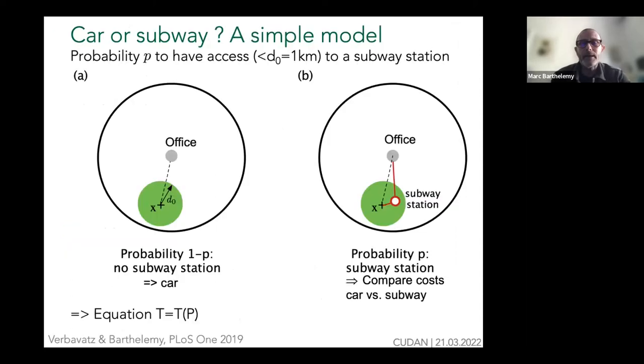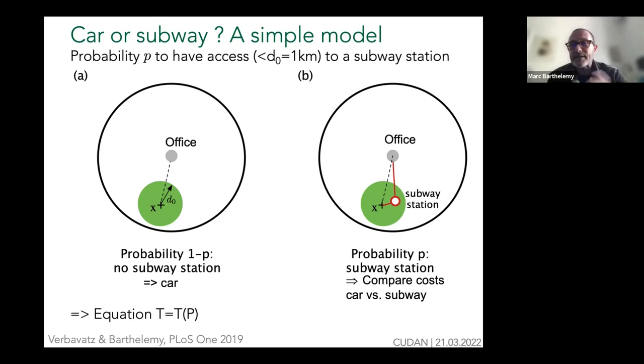So let me show you what this simple model is. And here, I will assume that, in the simplest case, everybody goes to some central business district, let's say. So I take this idea of a monocentric city. So everybody wants to go to a specific place, which I called office here. And I will assume that the discussion is basically, shall I take my car or shall I go by subway?